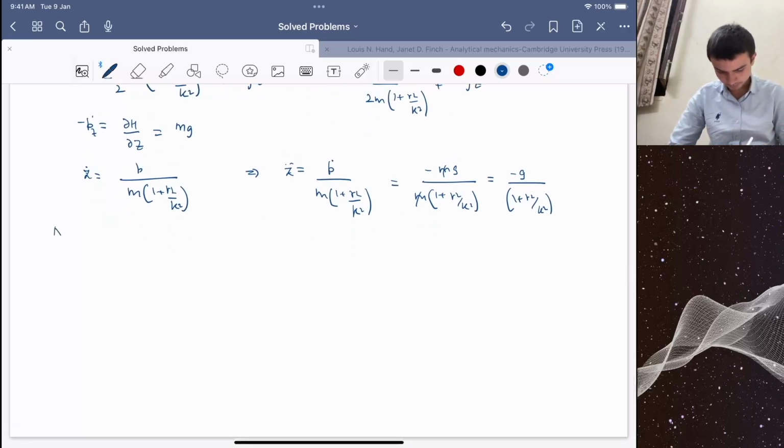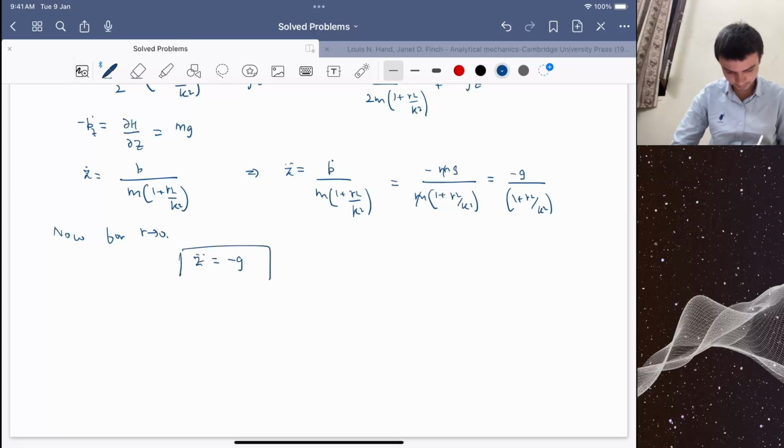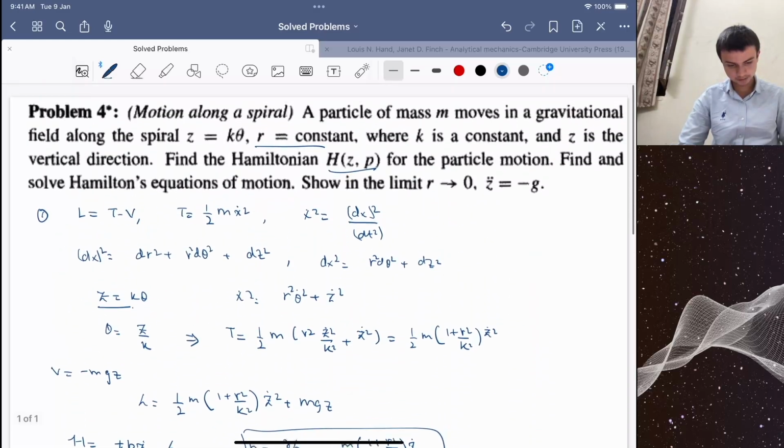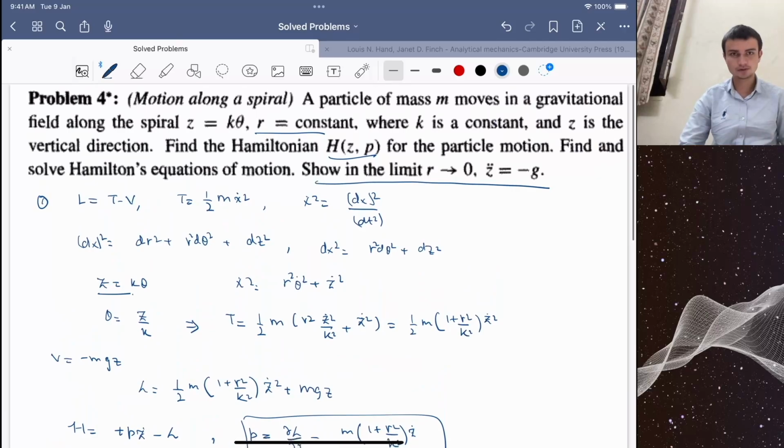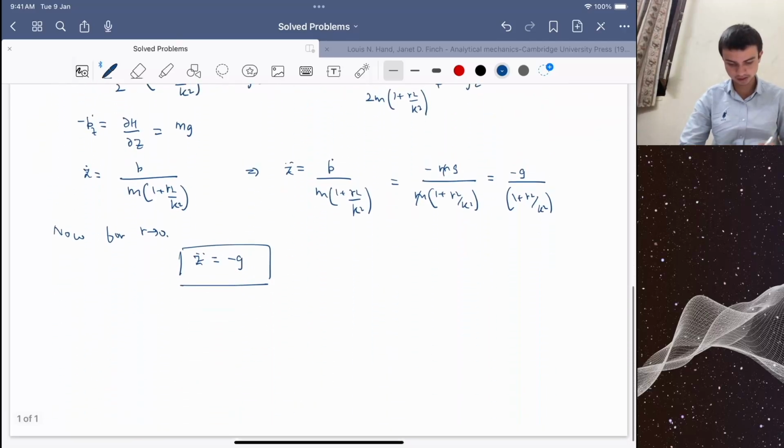Now for r goes to 0, we have z double dot equal to minus g. This is the same result that we wanted to prove: in the limit r goes to 0, z double dot is equal to minus g, and we have arrived at it.